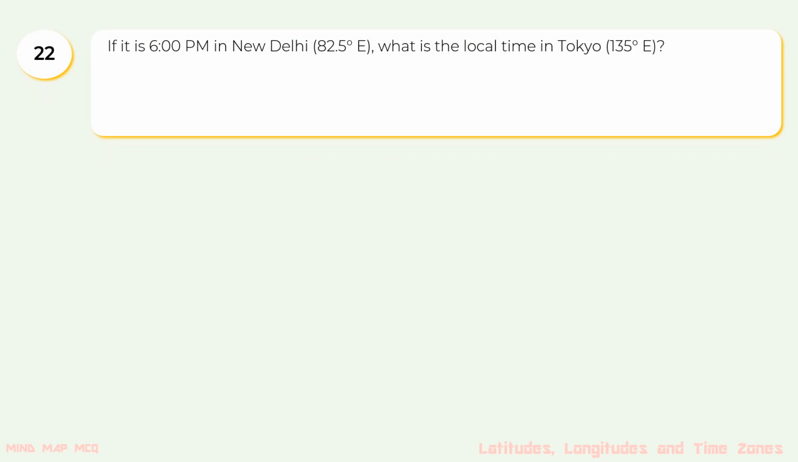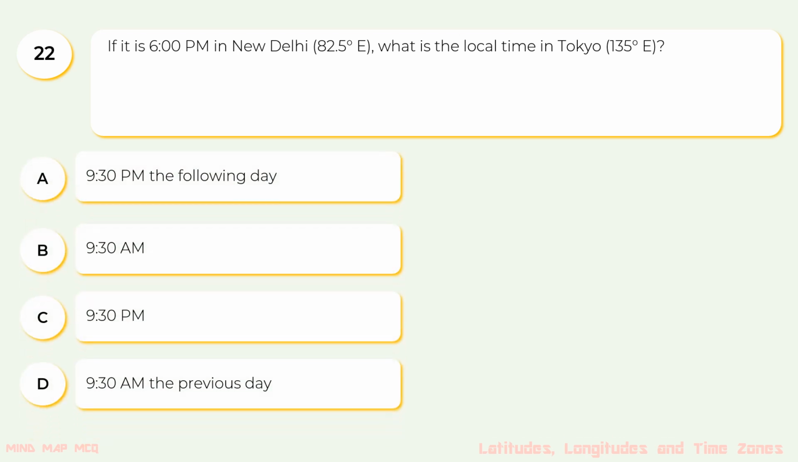22. If it is 6 p.m. in New Delhi, which is at 82.5 degree east longitude, what is the local time in Tokyo, which is at 135 degree east longitude? The options are A 9:30 p.m. the following day, B 9:30 a.m., C 9:30 p.m. or D 9:30 a.m. the previous day. The correct option is C 9:30 p.m.